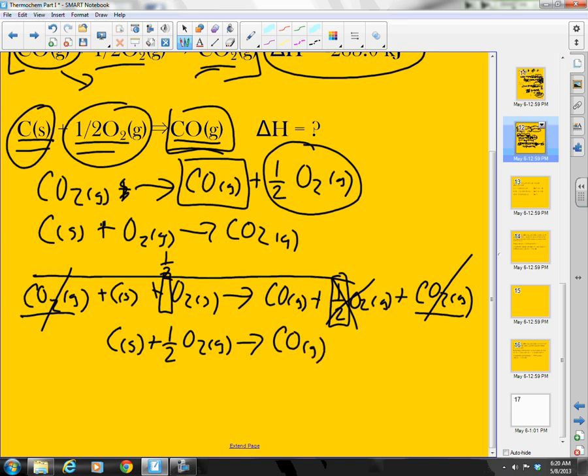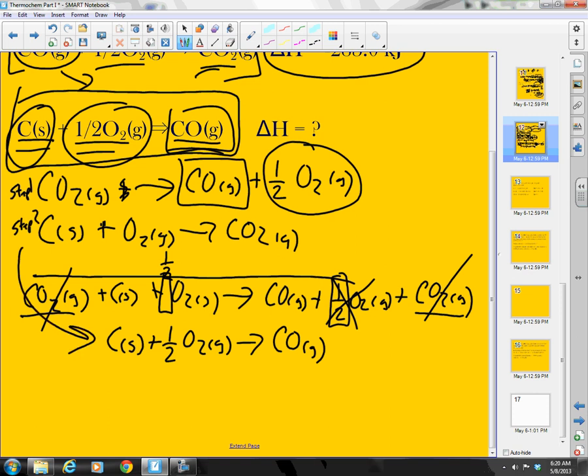Is that what I'm looking for? Hey, that's exactly what I'm looking for. So what I've done is I've taken 2 steps. This would be step 1, and this is step 2, and I added them together to get my final equation. Well, we can do some stuff with delta H using that idea.